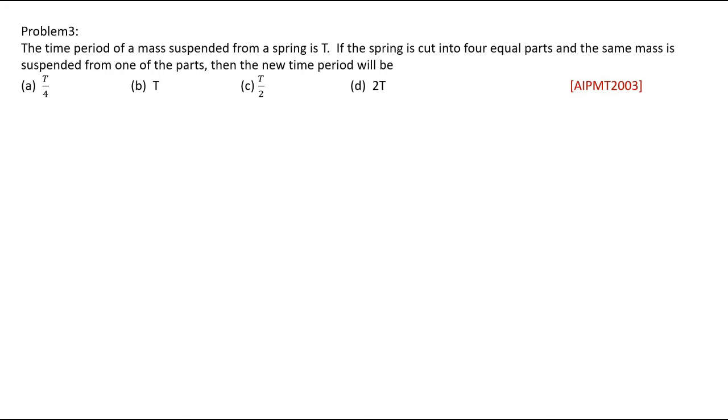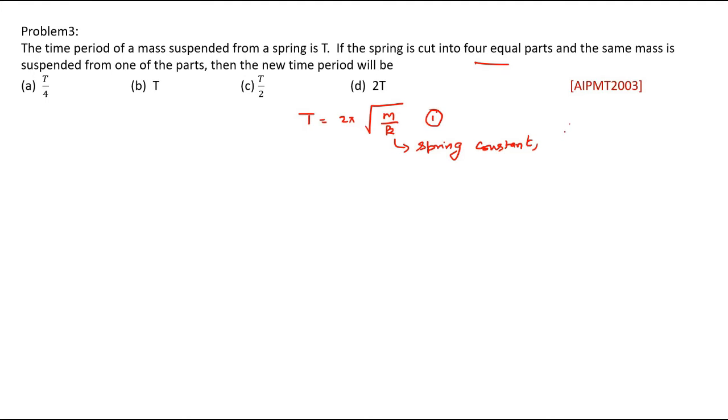Time period of a mass suspended from a spring. The formula is there, so we write the formula. T is equal to 2 pi root m by k. You are supposed to know this. And also it has been said that the spring is cut into 4 equal parts. So here k is the spring constant.